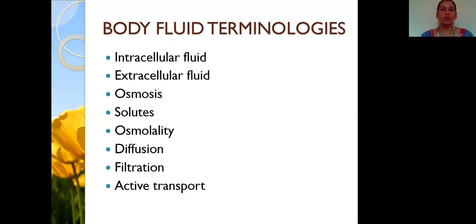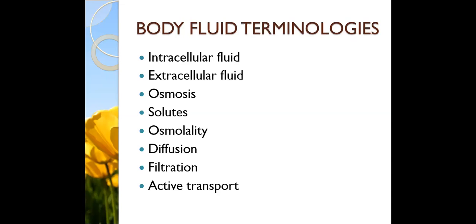Okay, now what is intracellular fluid? It is also called ICF, intracellular fluid. It is found within the cells of the body and it constitutes two-thirds of the total body fluid. In adults, its major cation is potassium. Potassium is regarded as the major cation of intracellular fluid.